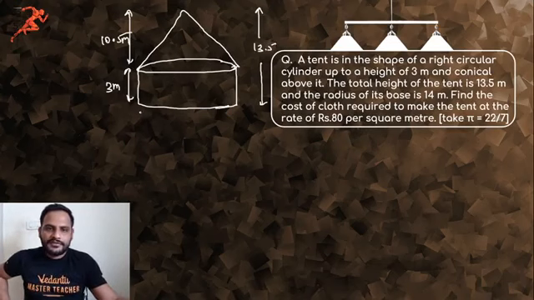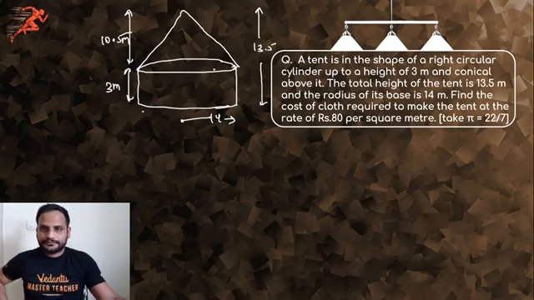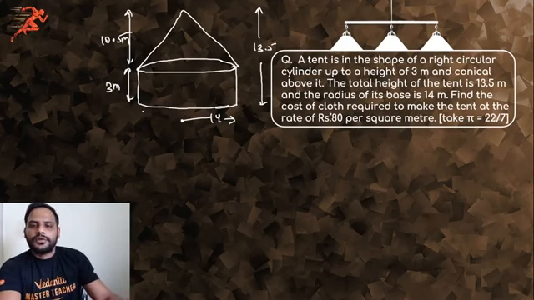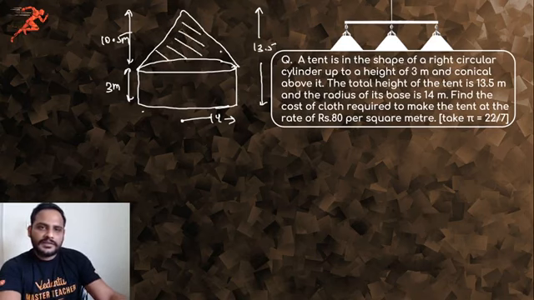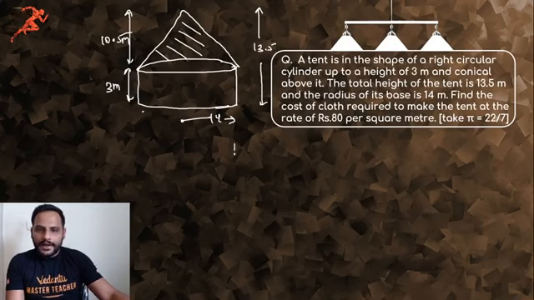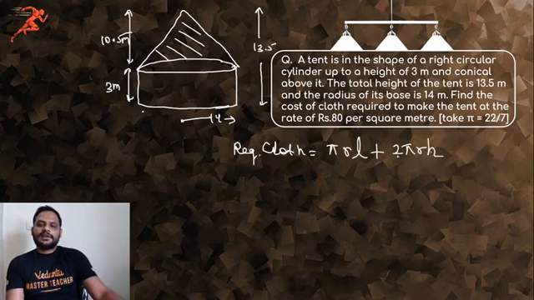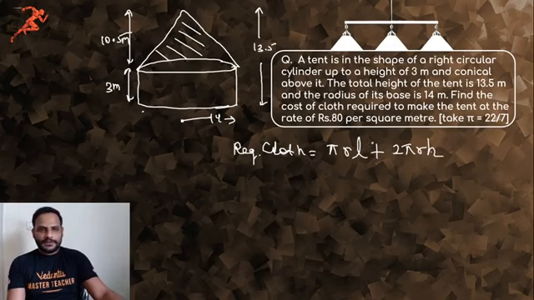Radius of the base is given as 14 meters. So this is 14. So the radius for the cylinder as well as the radius for the cone will be 14. Now we need to find out the cost of cloth required to make the tent. So I can clearly say the tent will be made using the CSA, curved surface of the cone as well as the curved surface of the cylinder. So the required cloth will be equal to curved surface of the cone, pi r L, plus curved surface of the cylinder, 2 pi r h.